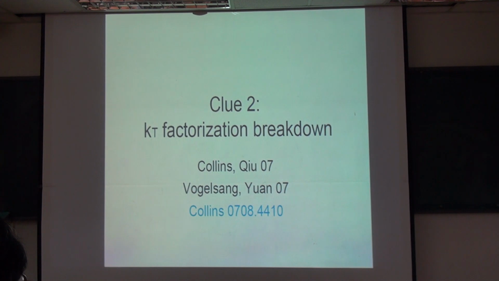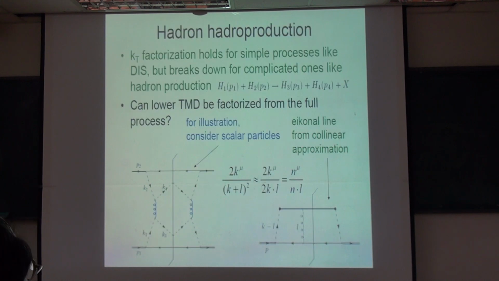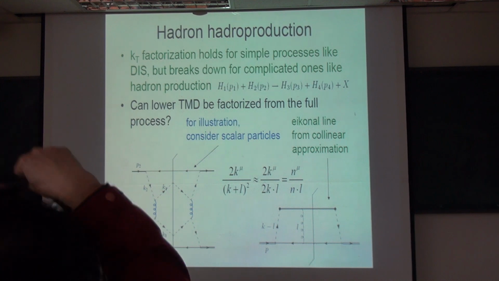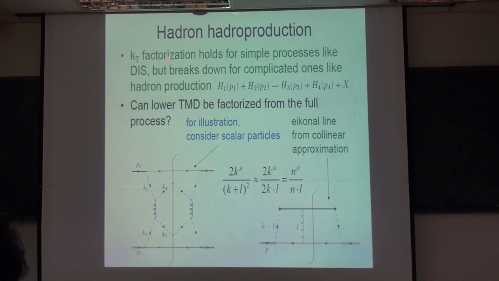Second, KT factorization is valid in complex QCD processes. I used this example, considered by Collins. Collins argued that the KT factorization holds for simple processes like DIS. This is a simple process, so KT factorization works, no problem. But it breaks down for complicated ones like this one, hadron production. You collide two hadrons, producing another two hadrons plus anything else.